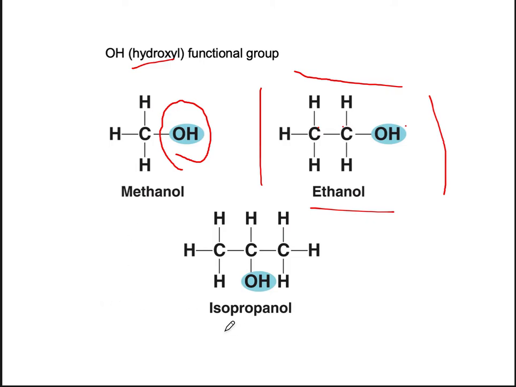All right, isopropanol is what you know as rubbing alcohol, and it has 3 carbons, and the functional group is in the middle. Okay, and we have a lot more. You can keep going with more and more carbons, but these are the most common ones you'll see in biology.